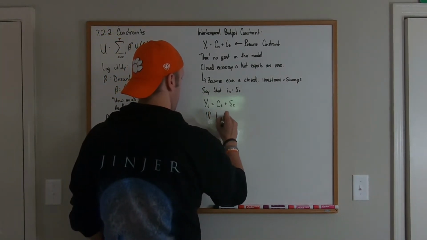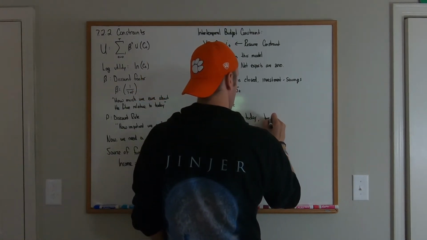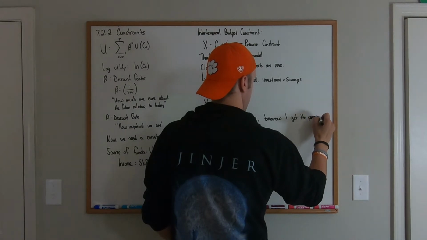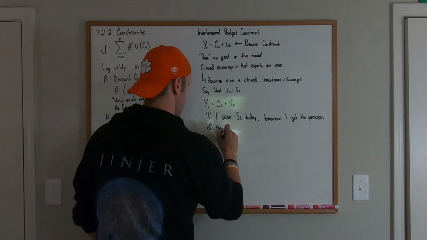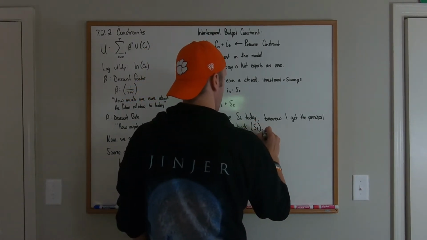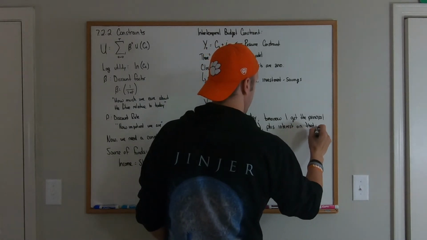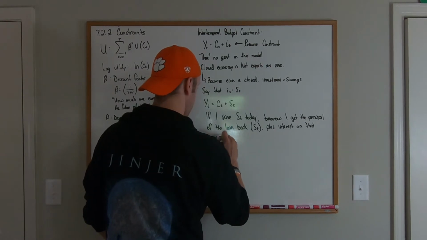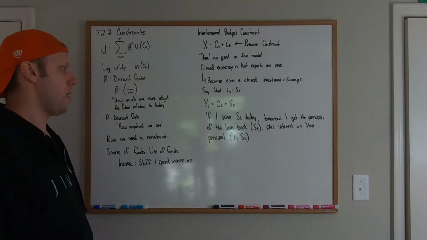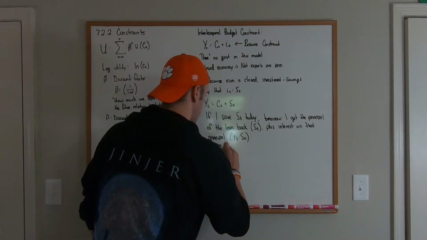So let's say if I save ST today, I'll get the principal of the loan back, which was ST, plus the interest on that principal, which is the interest rate R times how much I lent out. So RT is the real interest rate.